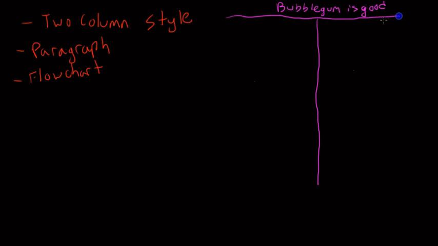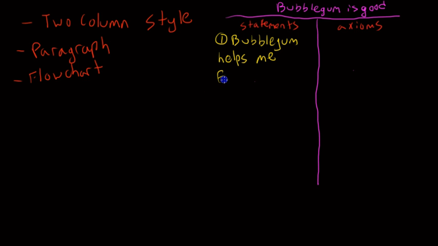So I kind of make like a T-chart here. On this side, on the right side, are the axioms, the reasons. And on this side are the statements. Okay, so the first statement would be bubblegum helps me focus. But how do we know that that's true? We have to use an axiom to say that that's true.